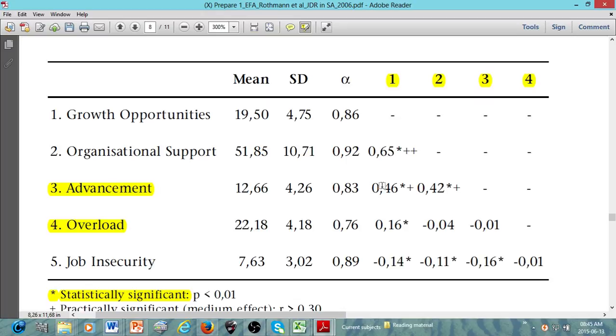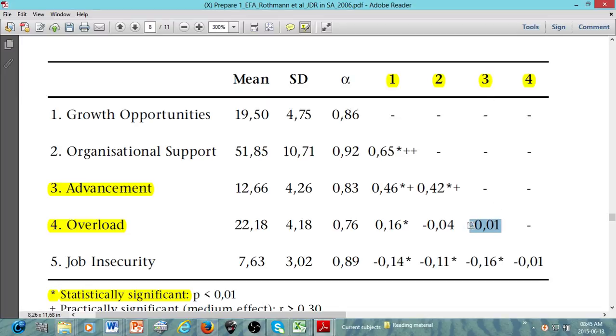Okay, where's overload? Oh no, we don't have overload over here. So what do we do? We go to number 4. Okay, overload's over there. What is advancement represented by? By the number 3. So we're going to look at where overload intercepts advancement.